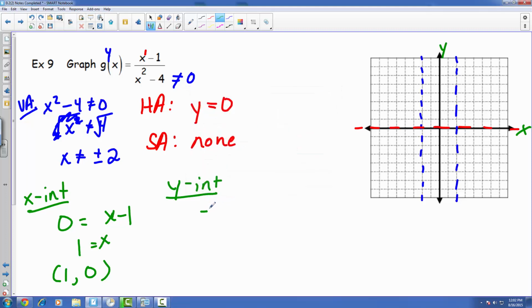Over 0 squared, which is 0, minus 4 just comes out to be -4. So our y-intercept, at least the y value, comes out to be 1/4.